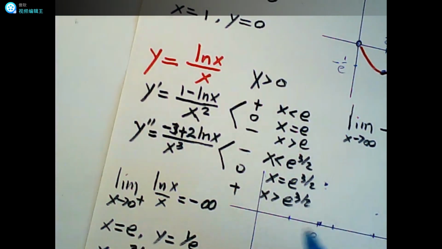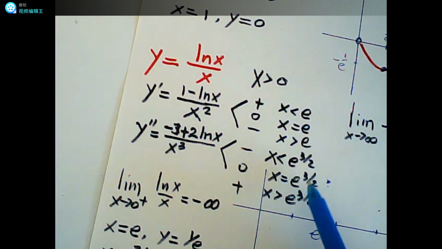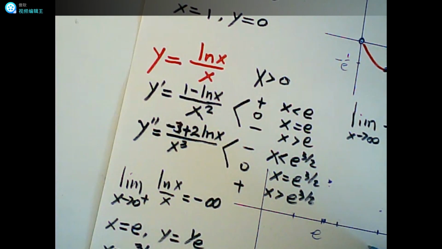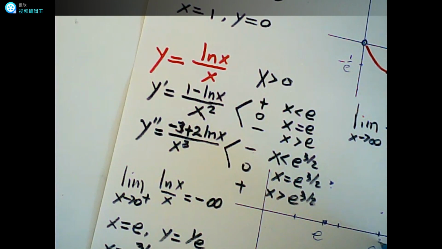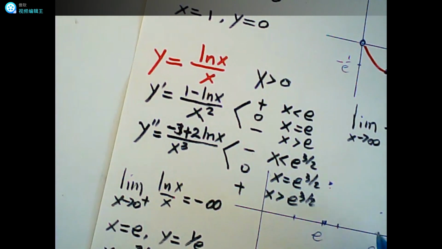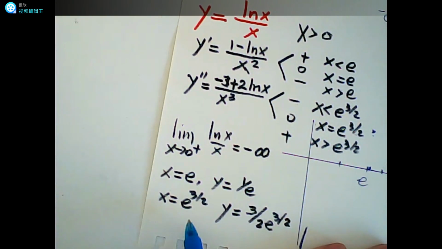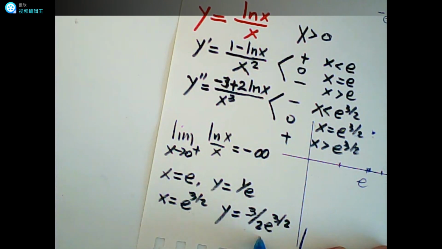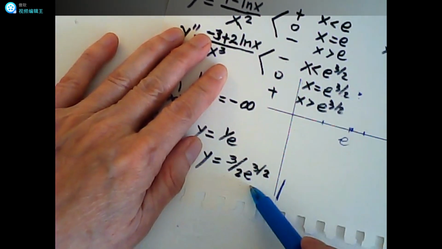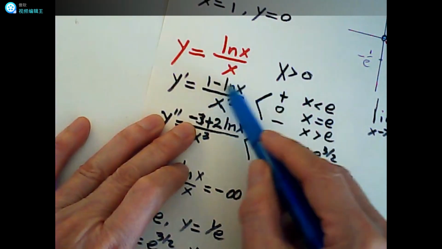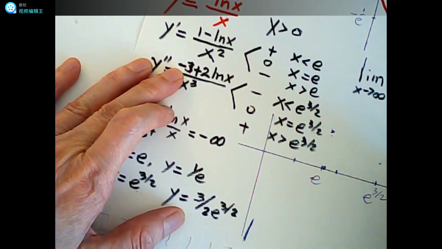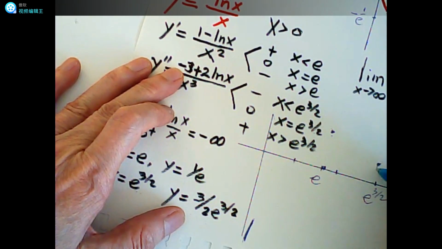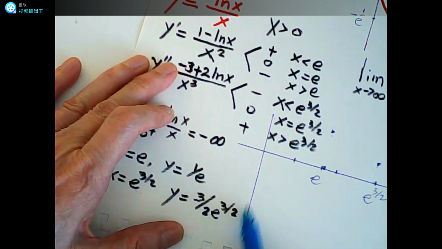Then another point is important. This point is e to the 3/2. We put x equal to e to the 3/2, and we can calculate y. Y is this value, right? Simply put this x value there, and that is the height. This height is this.